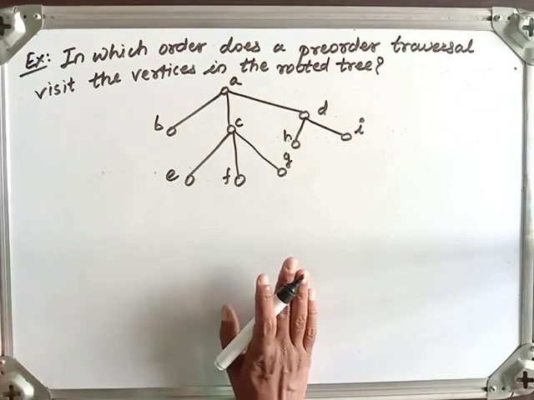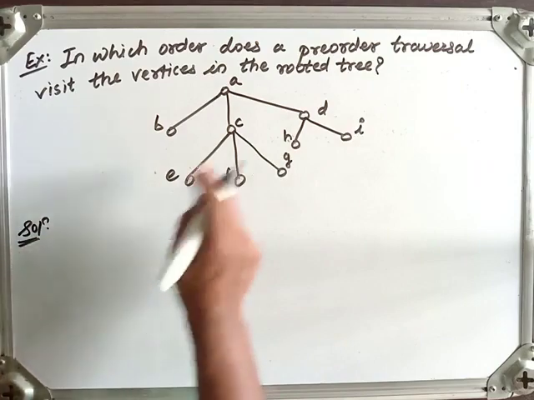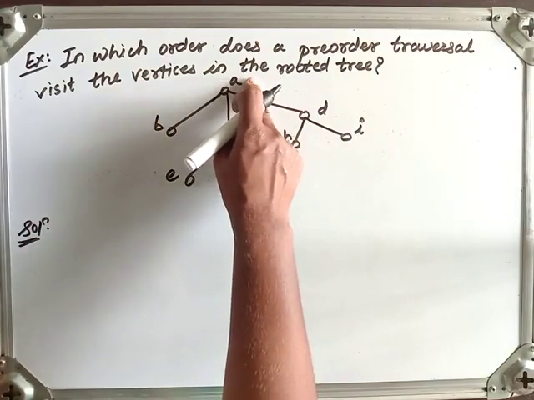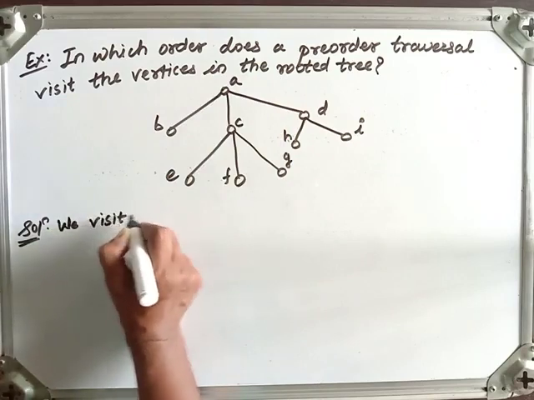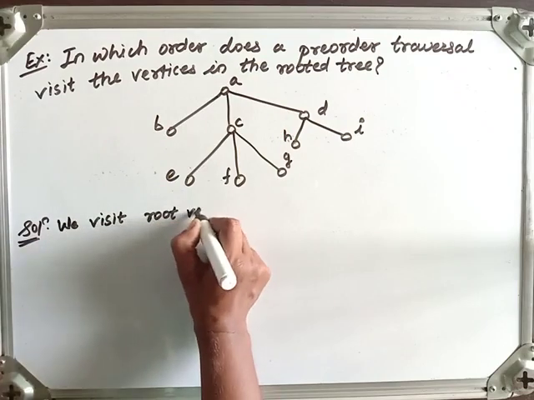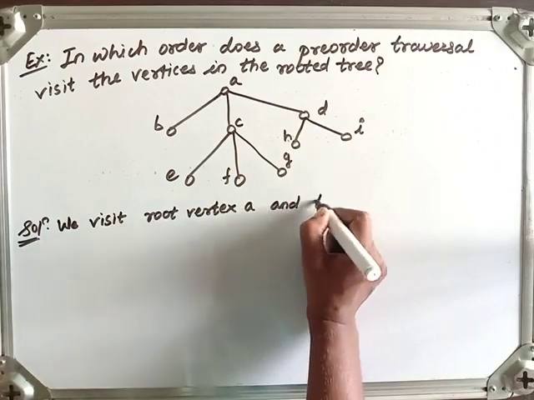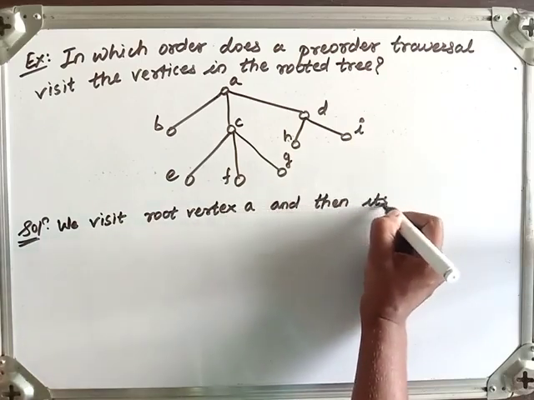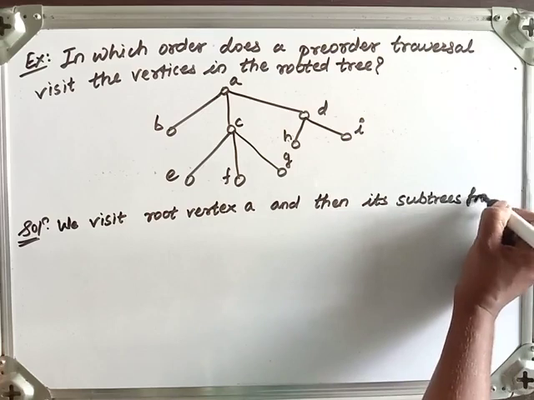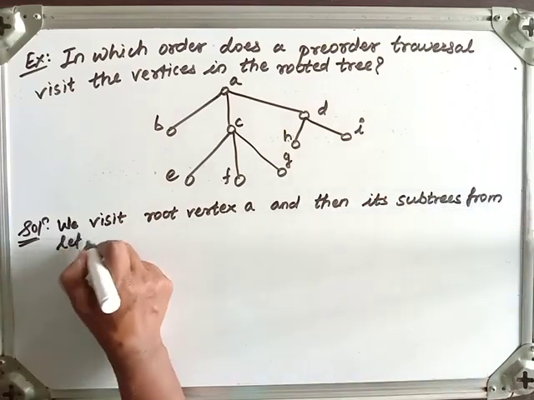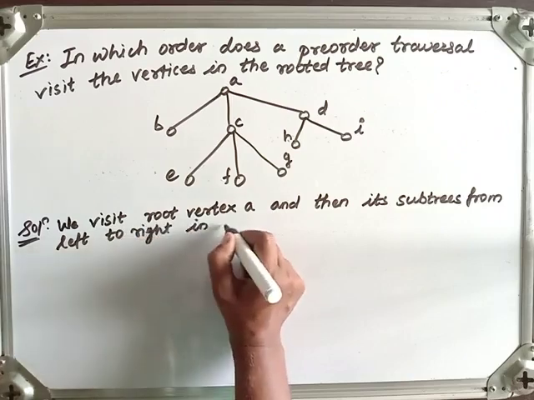Now we have to follow a preorder traversal here. So, solution for this. First of all, we will visit the root vertex A, and then its subtrees from left to right in preorder.